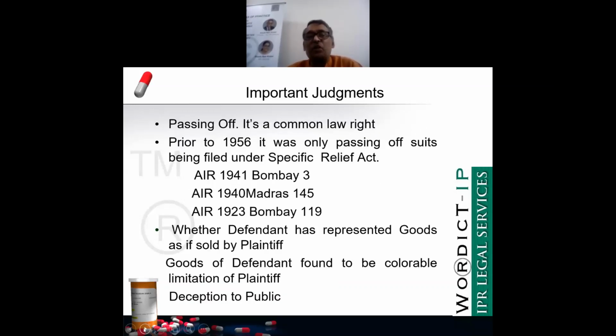Then passing off, it's a common law right. As I told you, passing off arises under the common law. So in 1956 or 57, when the first Trademarks Act came in, prior to that, whoever was copying had to file under the Specific Relief Act. So if you read these three judgments of AIR 1941, 1940 Madras, and 1923 Mumbai, you will get to know how the cases were being handled prior to the Trademark Act coming into place. Now, the Trademark Act came in 1956 later, but it had only goods as part of the classification.